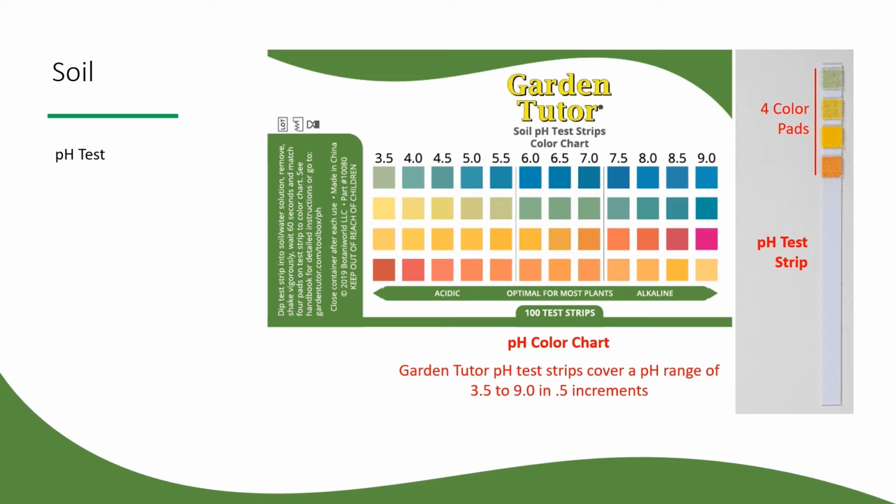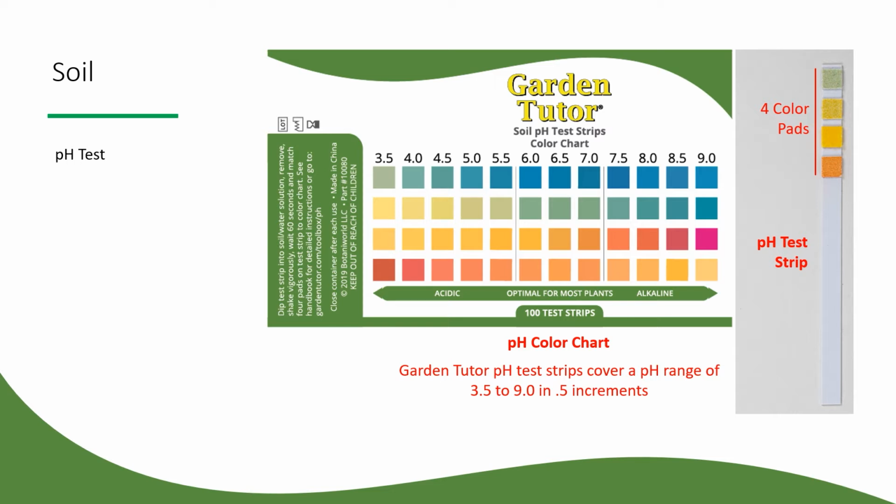Each pH test strip has 4 pads that change color depending on the pH of the test material. Each pad on the pH test strip covers a specific segment of the pH range. Having 4 pads helps with accuracy, since a pH range of 3.5 to 9 is broad, and the color changes can be subtle and difficult to determine.